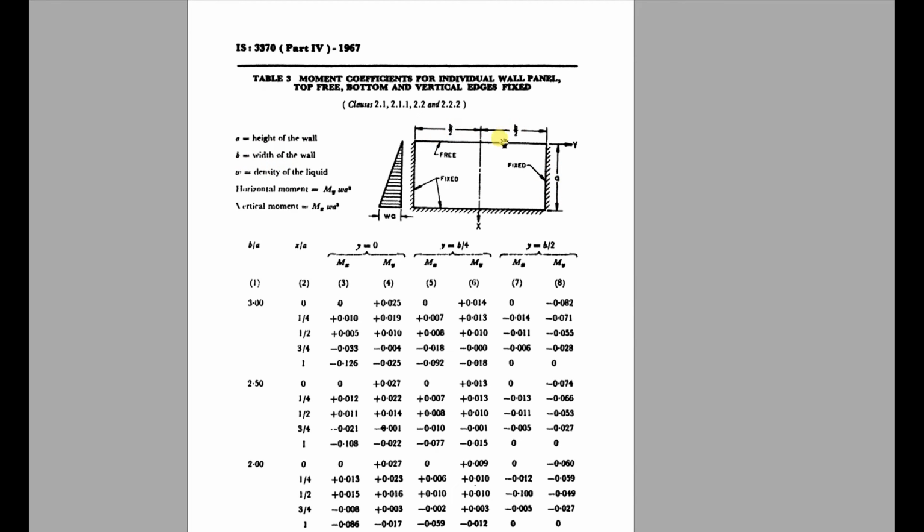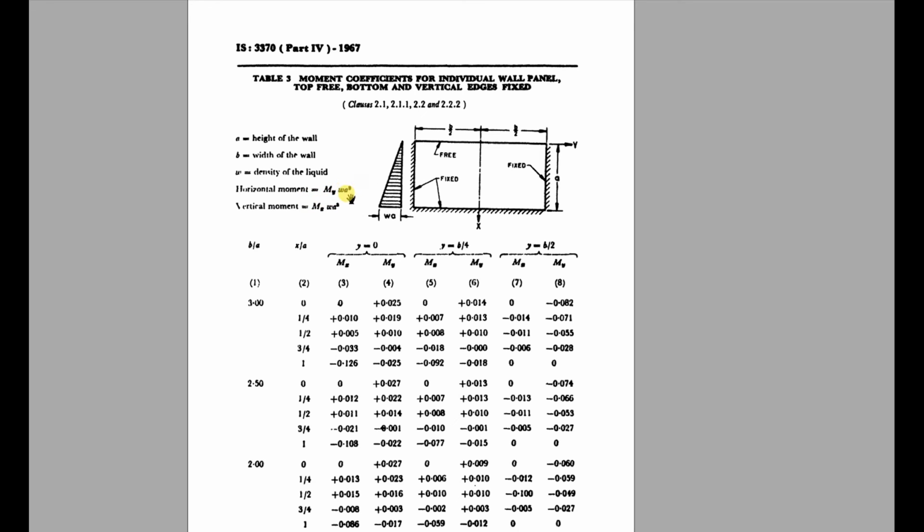So A is the height of the wall, B is the width of the wall, split as B by 2 and B by 2. W is the density of the liquid that is filled inside. This is the triangular load distribution, which is also called hydrostatic load.